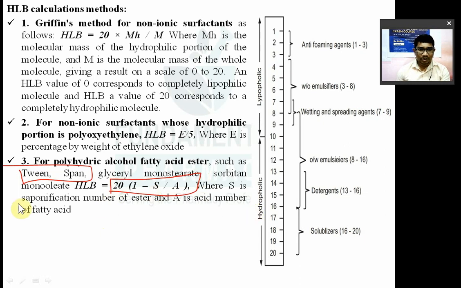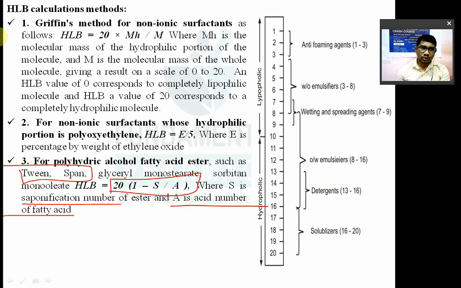सैपोनिफिकेशन नंबर. अपने देखा है सैपोनिफिकेशन नंबर इसमें, है ना. Milligram of KOH required to saponify the free fatty acid present in the 1 gram of fat. This is saponification number. अपने देखा है वो lipids में. A is nothing but the acid number. So HLB calculation for polyhydric alcohol fatty acid ester containing surfactants: 20 into 1 minus S divided by A.